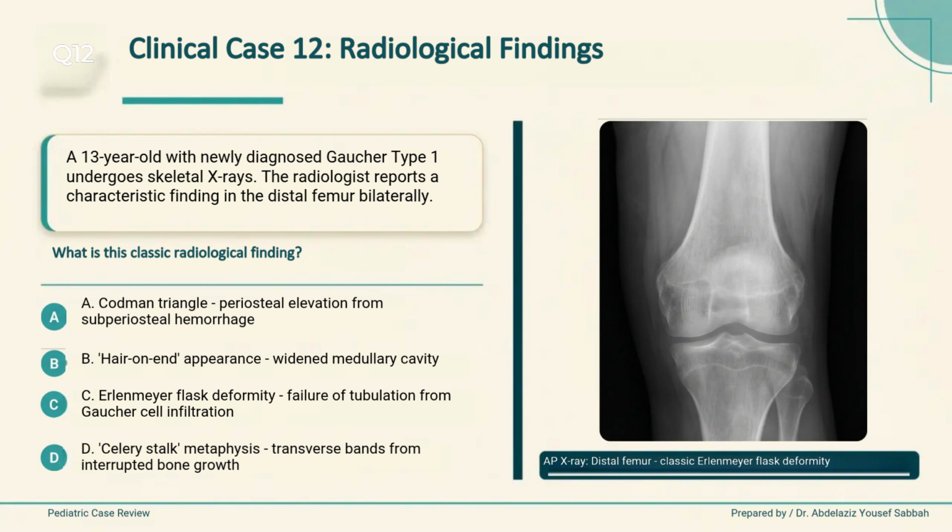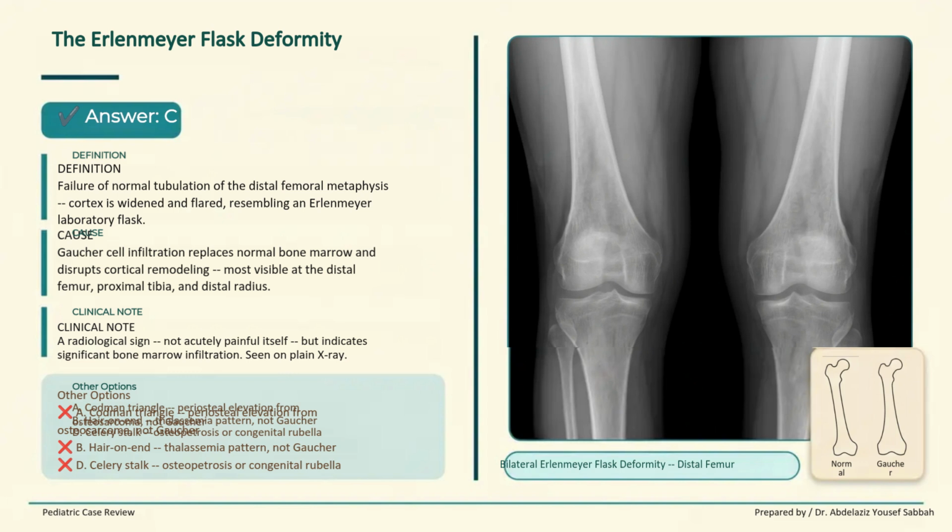Option A, Codman triangle, periosteal elevation from subperiosteal hemorrhage. Option B, a hair-on-end appearance with a widened medullary cavity. Option C, Erlenmeyer flask deformity, failure of tubulation from Gaucher cell infiltration. Option D, a celery stalk metaphysis, transverse bands from interrupted bone growth. The correct answer is option C, the Erlenmeyer flask deformity.